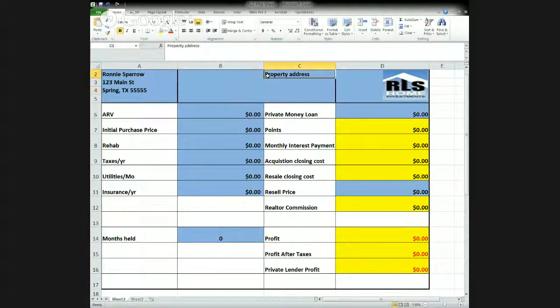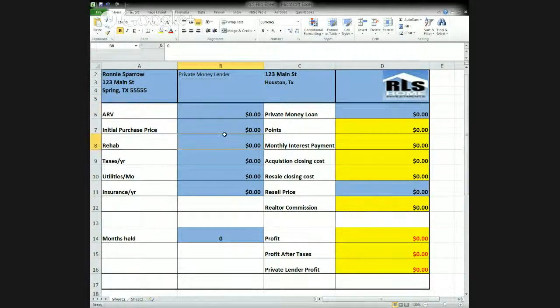Okay, you can go over here and put the address of the property. Let's say it's in Houston. And whatever else you want to put, okay? And you can even put the private investor here, the private money lender, or whatever you want to put here, it's up to you. So you're able to print this and then take it to your private money lender, okay? And it's going to show over here all the profits that he's going to make by lending you the money.